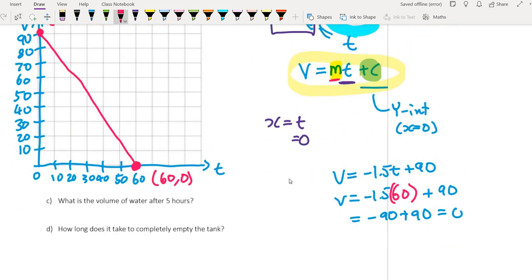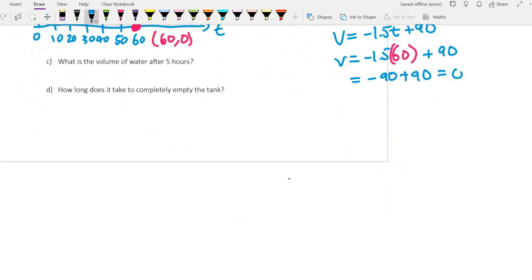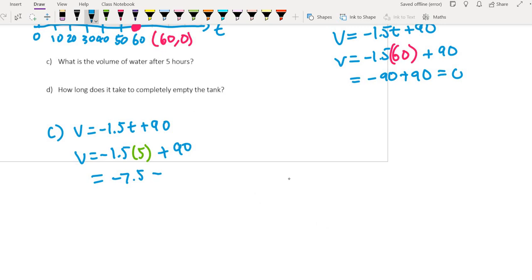There's a couple more questions we have to answer. Here it says, what is the volume of water after 5 hours? Let's do it down here so we have a bit more space. We know the volume follows this equation. All we need to do, we know t is time in hours, so we just replace t with 5. And that's going to be negative 7.5, I believe. So 82.5 liters is the volume after 5 hours.